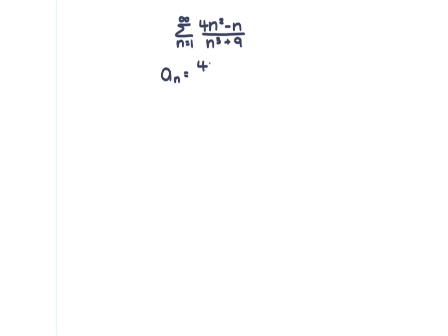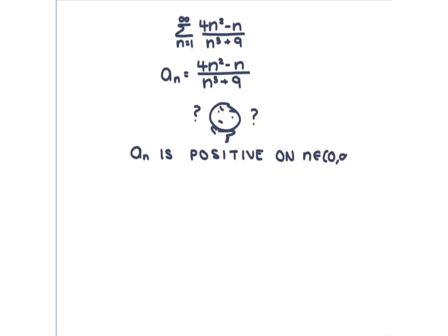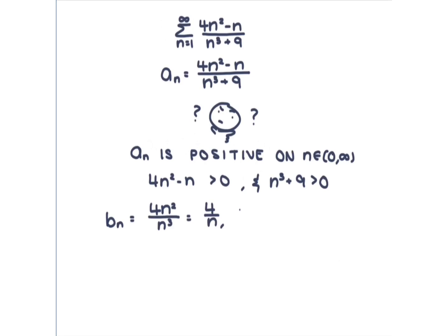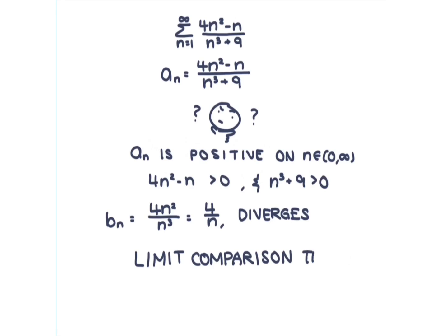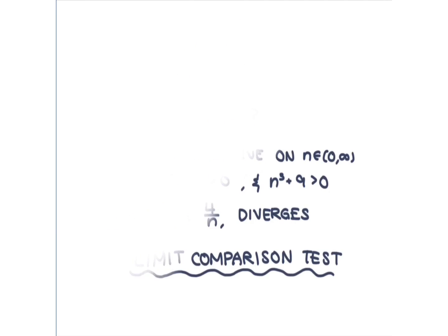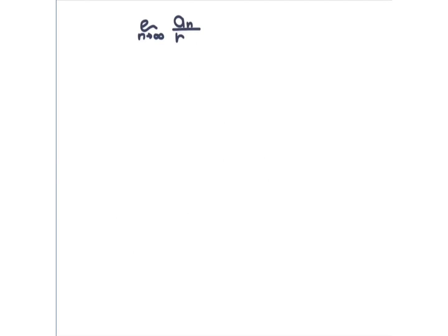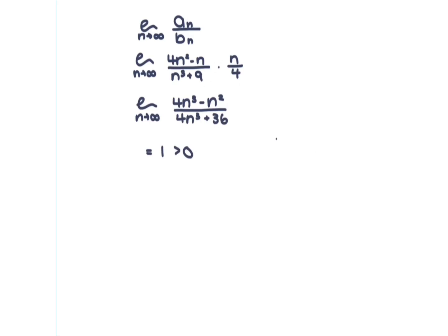This problem doesn't look like it can easily be solved using direct comparison. The series is positive on the interval. Another similar series is given, which is positive and diverges by p-series, so we should use the limit comparison test. The limit as n approaches infinity of a sub n over b sub n simplifies to 1, which is greater than 0. Therefore, the series diverges.